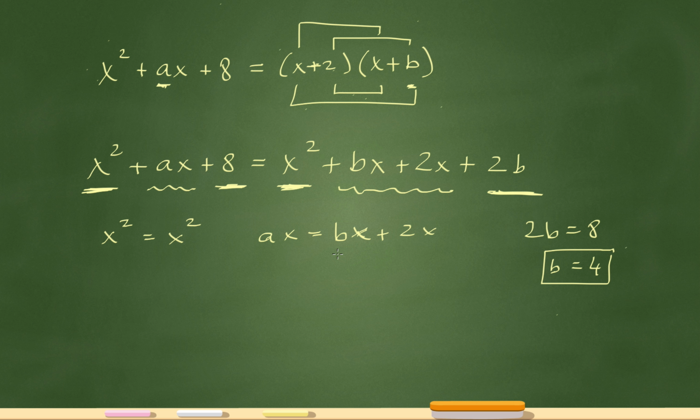Then if b equals 4, I can throw the 4 in there, and that will make that 4x plus 2x equals ax. And now 4x plus 2x is 6x, so 6x equals ax. So you know that a has to be 6.